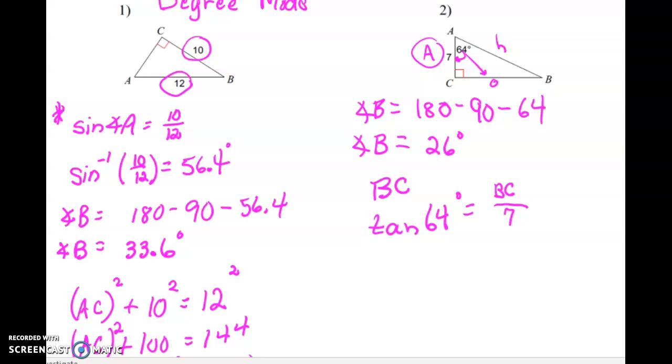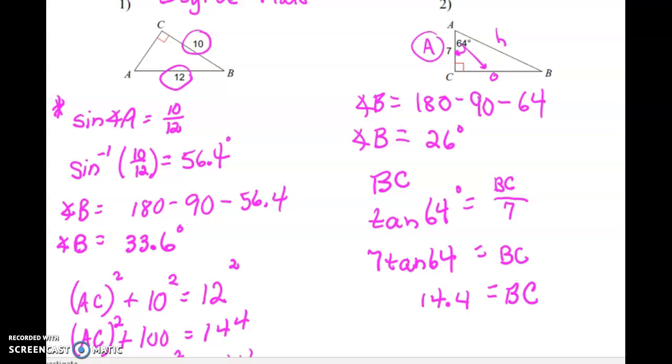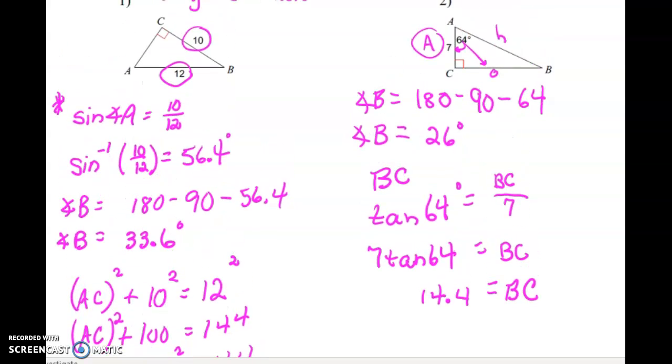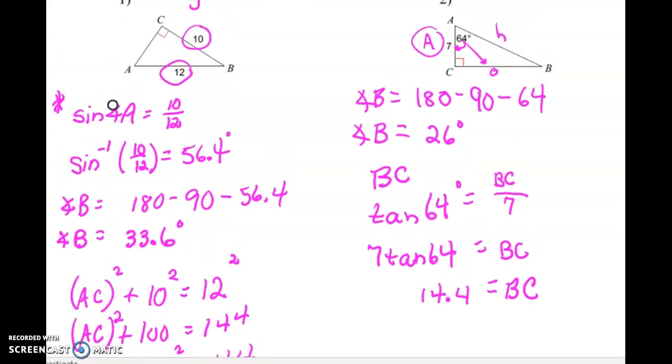We'll multiply both sides by 7 to find BC. So 7 times the tangent of 64, and we want to make sure we're in degree mode. I came up with the length of BC as 14.4. Now let's find AB, which is the hypotenuse. I would not use 14.4 just in case I missed it. I would stick with the 7 to find the hypotenuse.